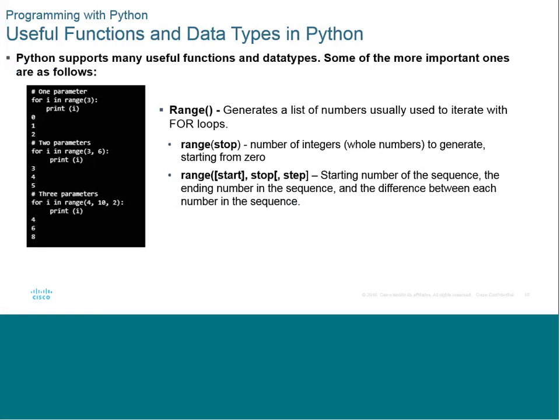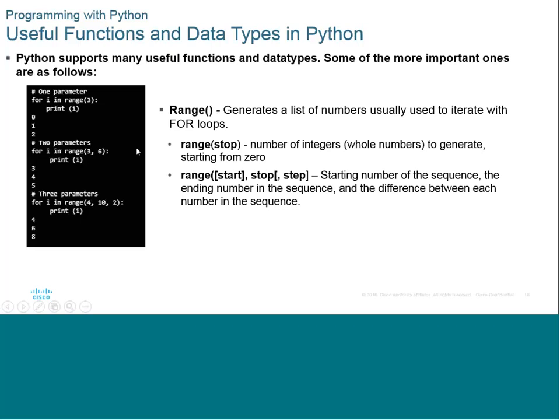The same range is working here. You can see there are different parameters in range. That is range stop. You can see here, for I in range 3, print I. So what happens? It will print from 0 up to 3, but it does not give us the number 3, because the range stops before 3. When we say 1 to 10, it means 1 to 9. So that's why when we have written range 3, we find here 0, 1, and 2.